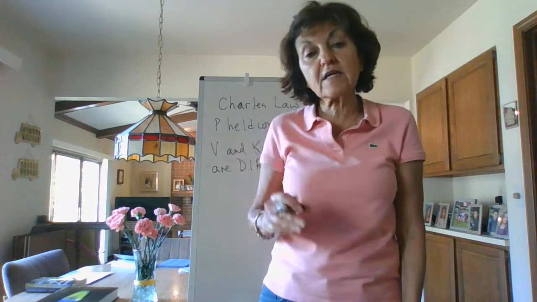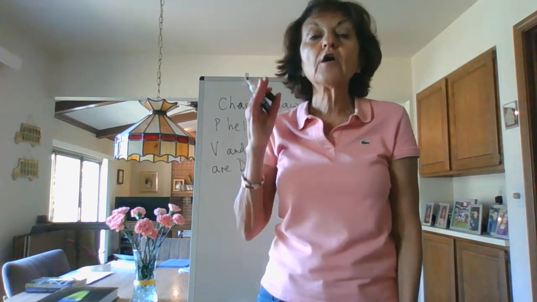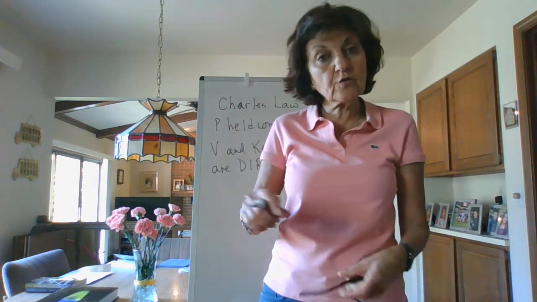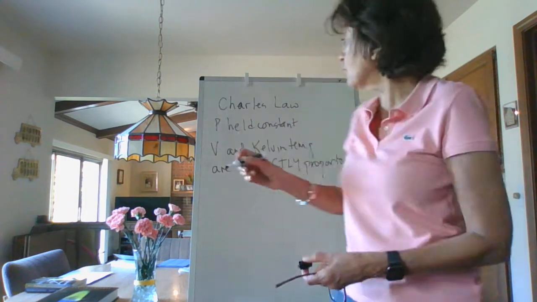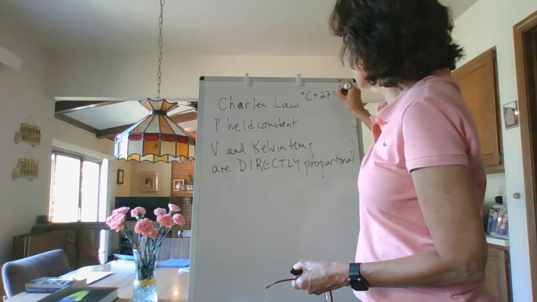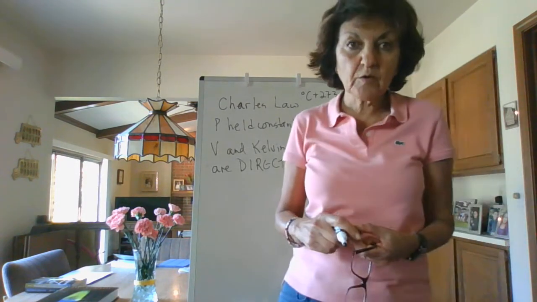With every single gas law problem you do, if temperature is involved, you must convert your Celsius temperature to Kelvin. How do you do that? You remember that from chapter 1? You take your degrees Celsius, you add 273, and then it gives you your Kelvin, okay?